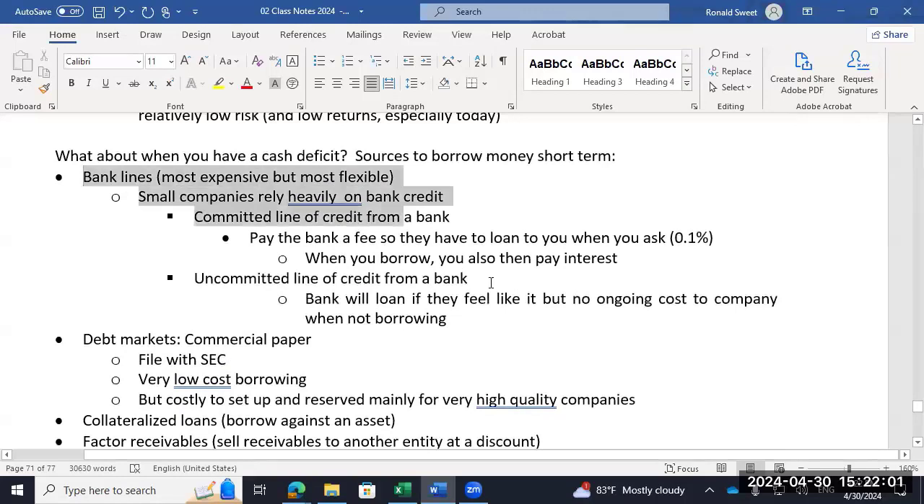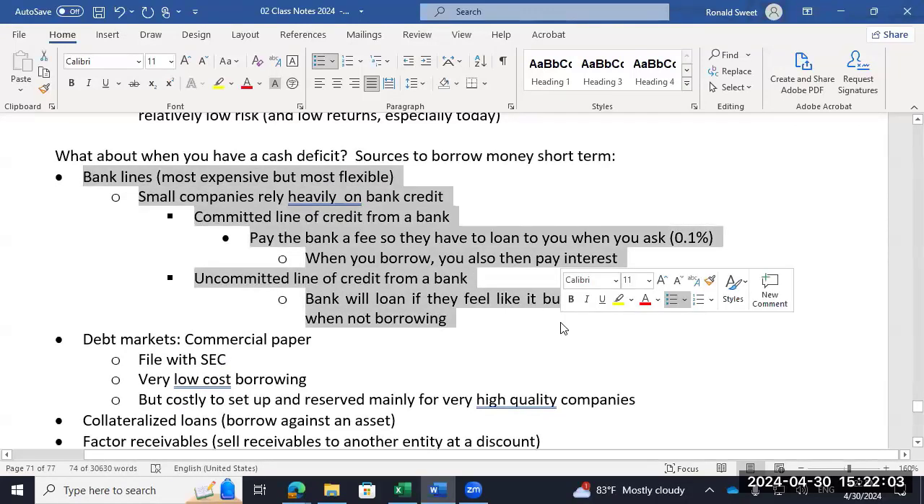Bank lines, small companies tend to rely heavily on banks. So if you're working for a firm, you might check in, what do you do when you need to borrow money? They say we use bank lines. Which bank do you use? Why do you use that bank?